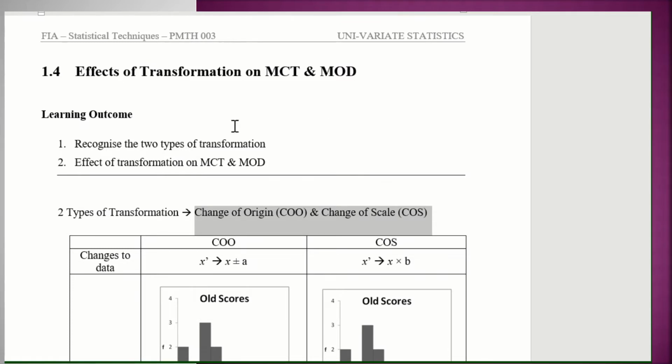You need to be able to recognize the two types of transformation and the effect of those transformations on your mean, mode, median, and on your range, interquartile range, standard deviation, and variance. MCT is your mean, mode, median. MOD is your range, interquartile range, and standard deviation.